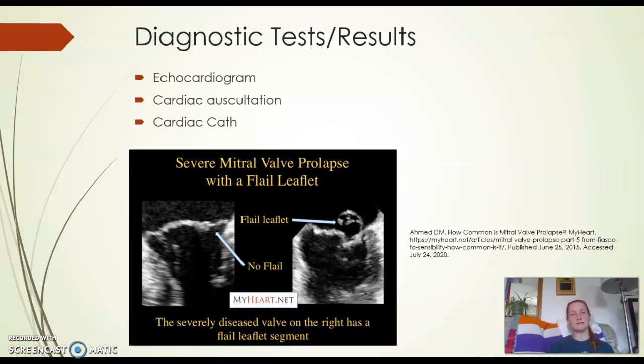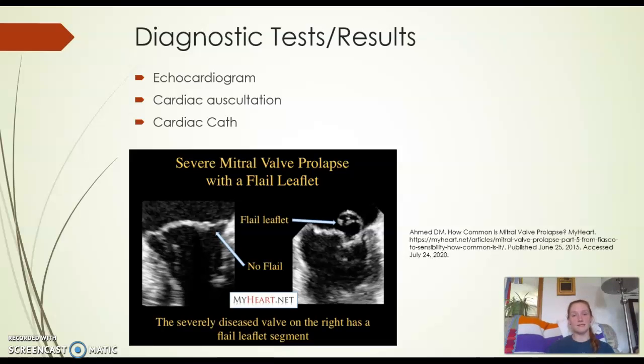So, diagnostic tests and results. The standard right now is an echocardiogram. It has to be at least a 2D, preferably a 3D view. And again, it has to show the displacement of 2 millimeters or more above the annulus. These tests can also show the thickness of the leaflets.